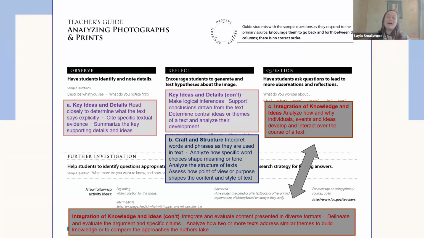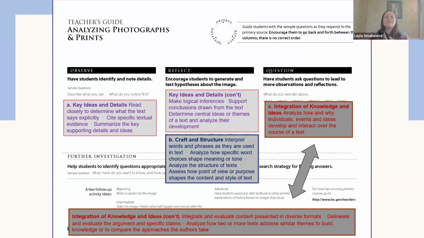So this is really helpful. And again, like Kira said, this is not something that we created. This analyzing photographs and prints, or primary sources, is from the Library of Congress. And then the slide with the different aspects of this activity we also did not create. So just want to clarify on that. But it's such a helpful source, such a helpful resource and tool when you're teaching.